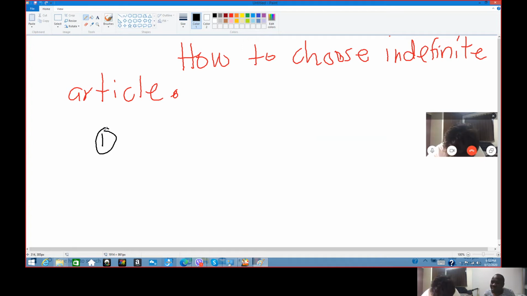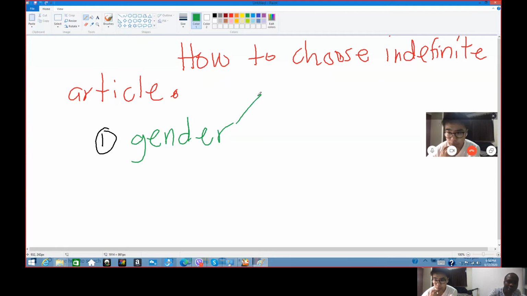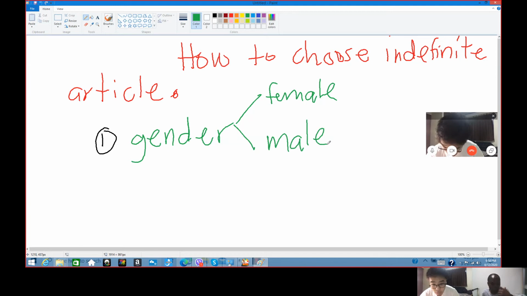If you want to choose indefinite article, you have to think about the gender of the noun. Do you know what gender is? Let me write it. When we talk about gender, we're talking about male or female. We have to think about this. We will take it later.